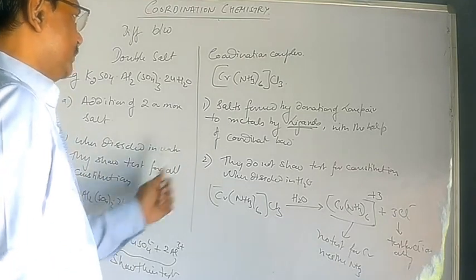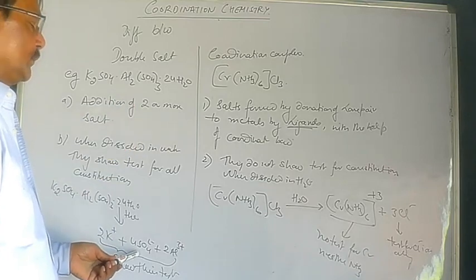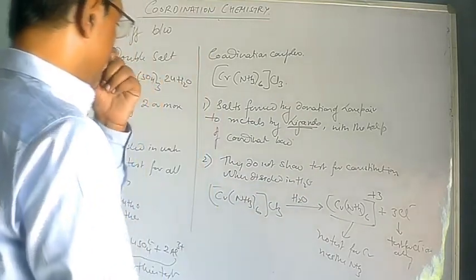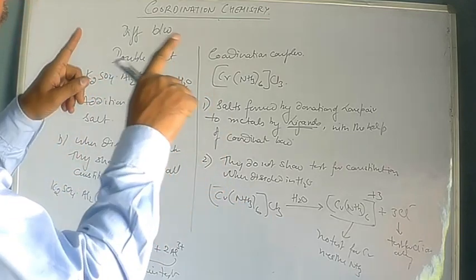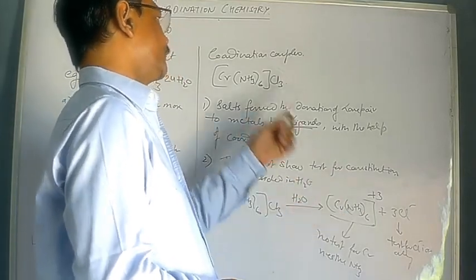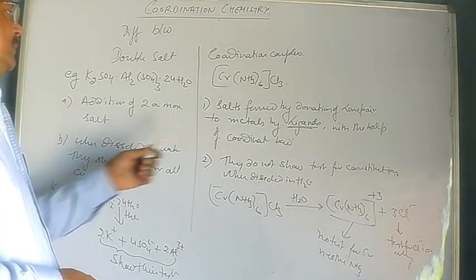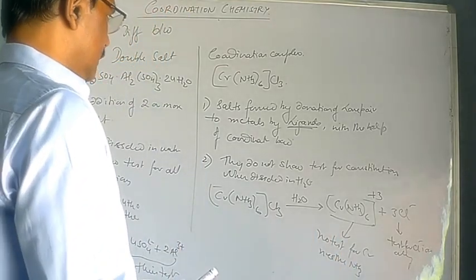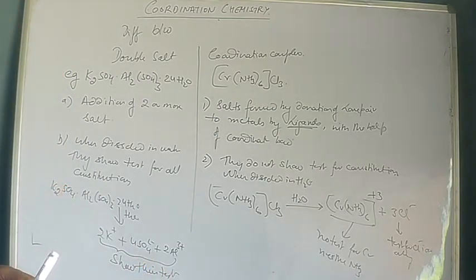So the basic difference between double salt and coordination complex is that when dissolved in water, double salts will show all the tests of their constituent ions, but coordination complexes will never show the test for the ions or the metal which is enclosed in the coordination sphere, because this coordination sphere is very, very stable, and that's why coordination complexes are also very stable. So we can say that double salts are not so stable, but coordination complexes are very, very stable. You will understand more as the theory goes on. So that is the basic difference between double salt and coordination salt.